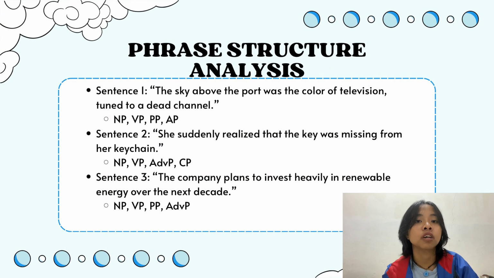And then the third sentence is "The company plans to invest heavily in renewable energy over the next decade." The constituent analysis of this sentence is NP subject the company, VP predicate plans to invest heavily in renewable energy over the next decade, which contains V, main verb is plans, and a VP, verb phrase, as a complement, to invest heavily in renewable energy over the next decade. This VP contains verb invest, adverb phrase heavily, preposition in renewable energy, and preposition over the next decade.